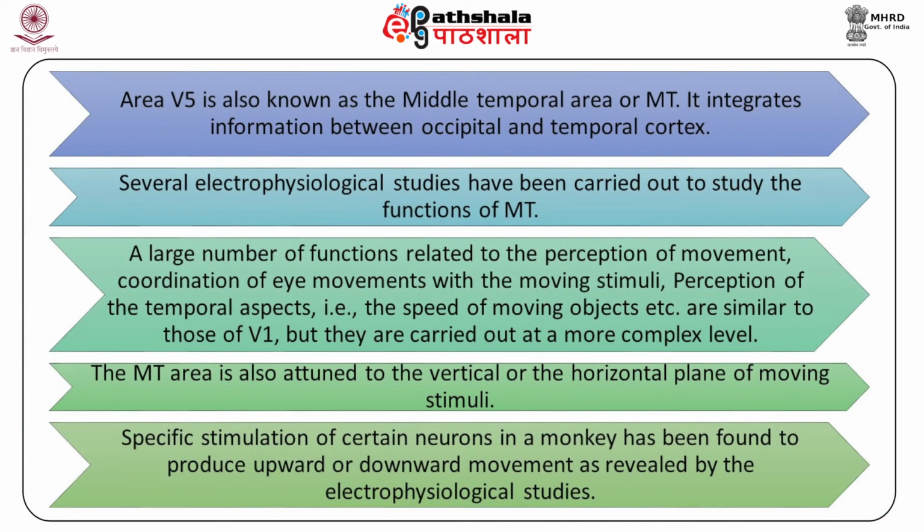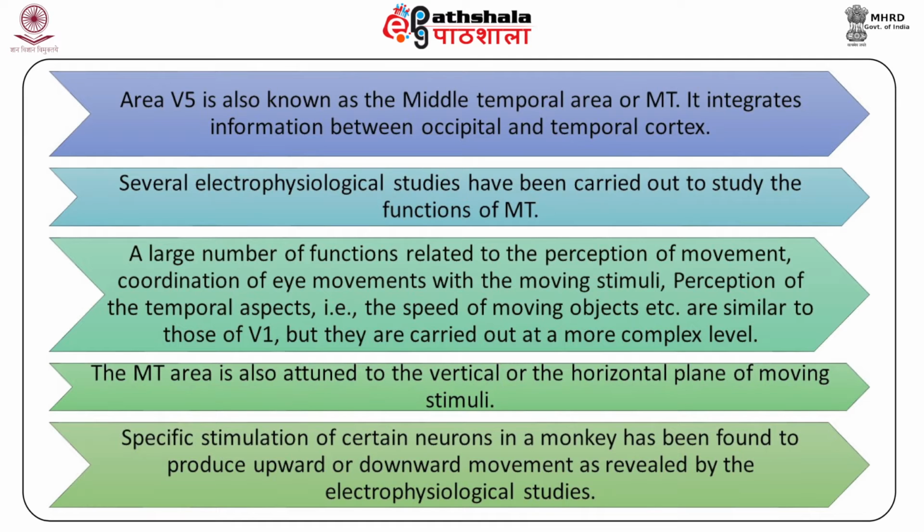It has also been demonstrated that the cells in the V5 respond to the input according to the direction from which it is projecting onto it. The projections of this area also reach the frontal eye field of the frontal cortex and the lateral intraparietal area of the parietal cortex. This area receives information directly from V1 and also from other associative areas. Area V5 is also known as the middle temporal area or MT. It integrates information between occipital and the temporal cortex.